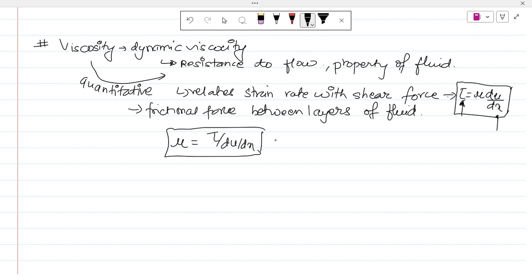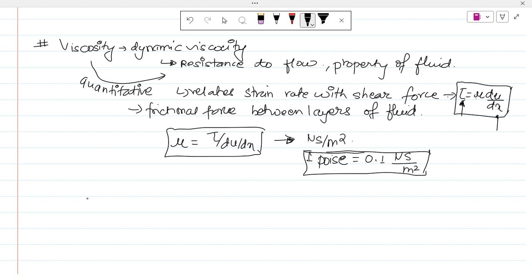And our unit of mu is Newton second per meter square, and one poise of viscosity is 0.1 Newton second per meter square.